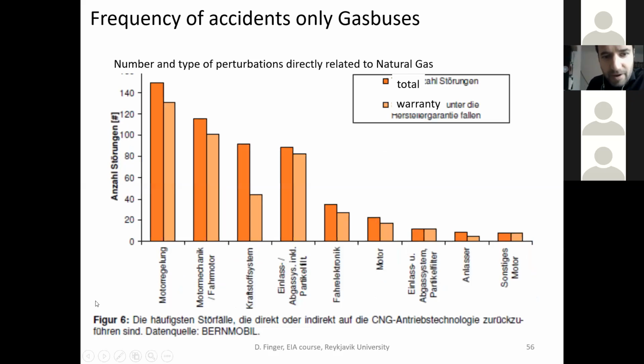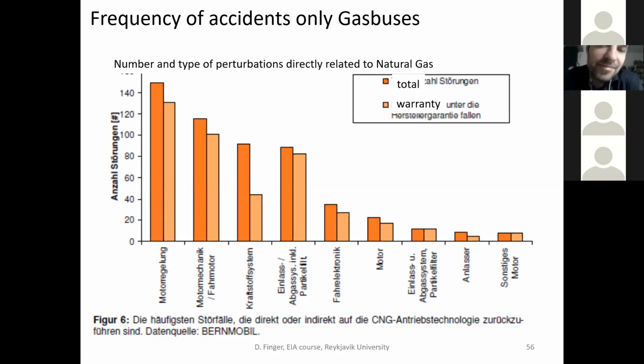There were some problems that occurred due to the natural gas that was being used. So for example, the regulation of the motor and the system that provides the fuel to the motor, and the motor mechanic were most frequently causing problems. But most of these problems that occurred were under warranty. So this was a Volvo bus provided by Volvo, and Volvo took care of most of those problems.